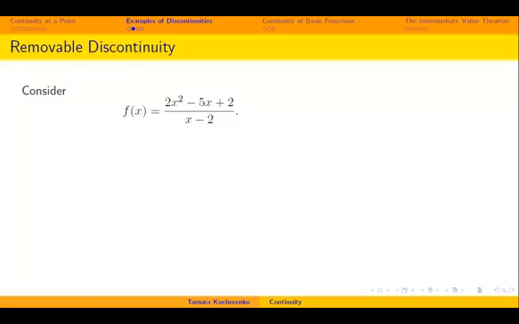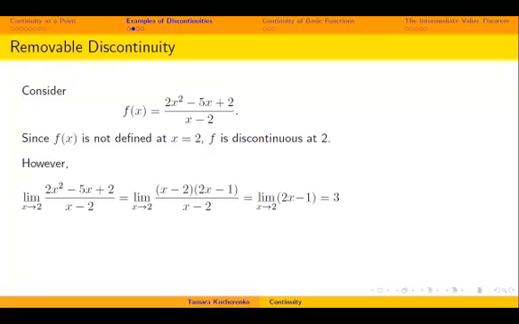Now we will go over examples of different discontinuities. Consider f of x equals 2x squared minus 5x plus 2 over x minus 2. Since the denominator is 0 when x equals 2, f is undefined at 2, and therefore is discontinuous at 2. However, we can compute the limit of f of x as x approaches 2.